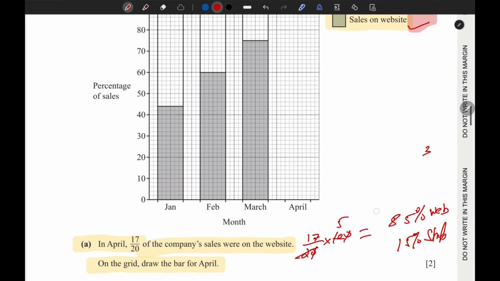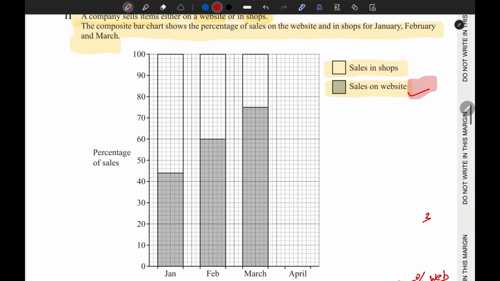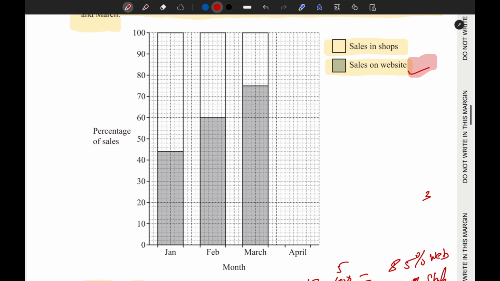So actually we have to shade the sales on the website. Let's take this one and draw it till 85. Where will 85 be?